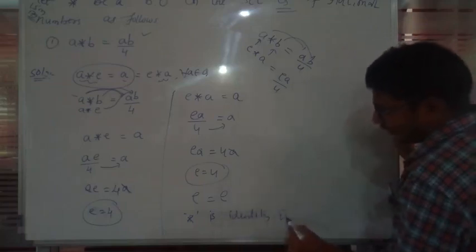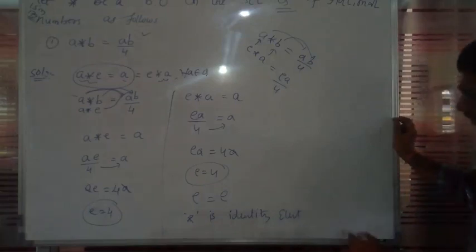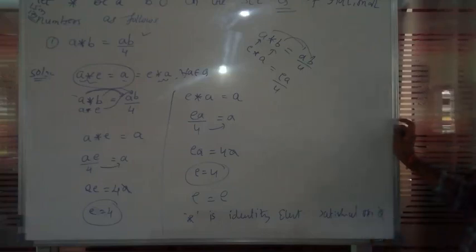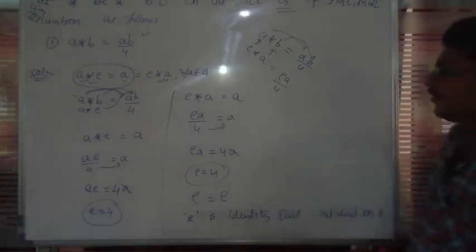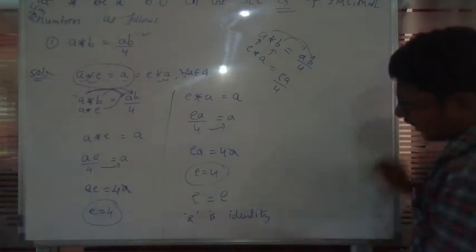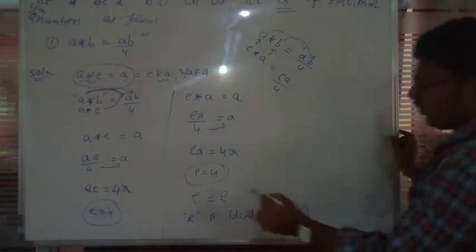Identity element satisfied. On which set? Q. E is equal to E. Star is an identity, just write that. Star is an identity on which set? Q, the rational numbers.